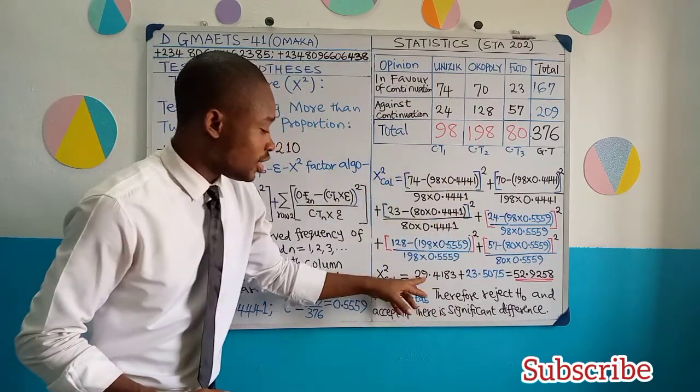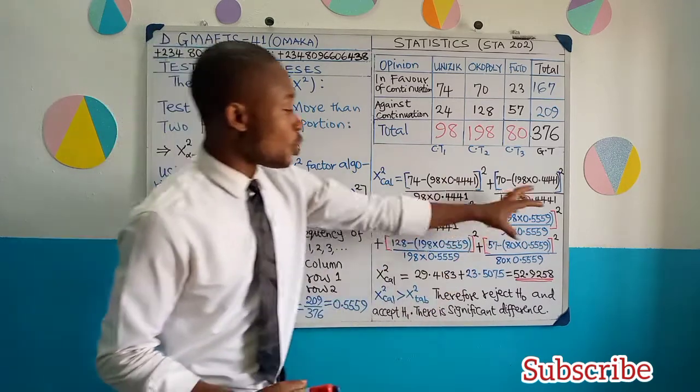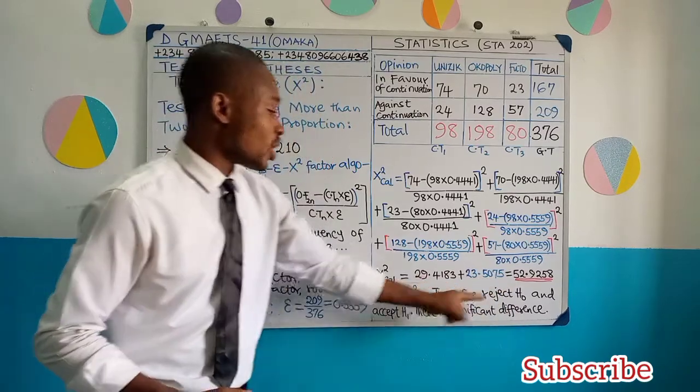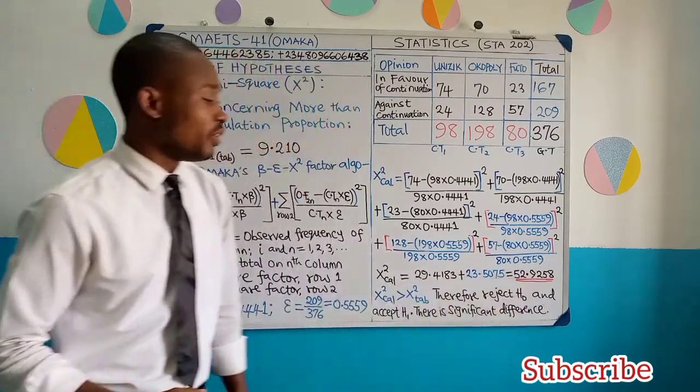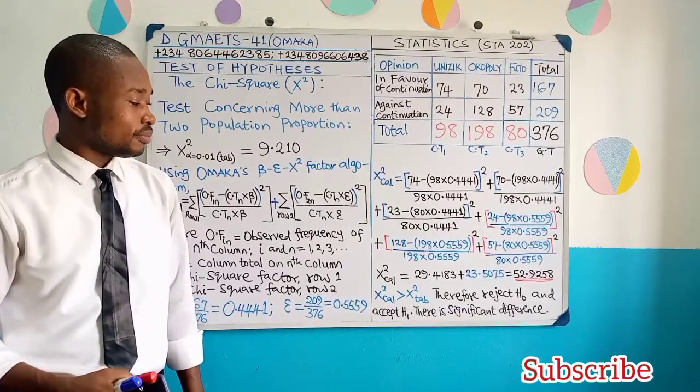For the row 1, the summation is 29.4183. Then row 2, when I worked on it, is 23.5075. If you add these two together, the chi-square calculated will be 52.9258. That's the chi-square calculated.